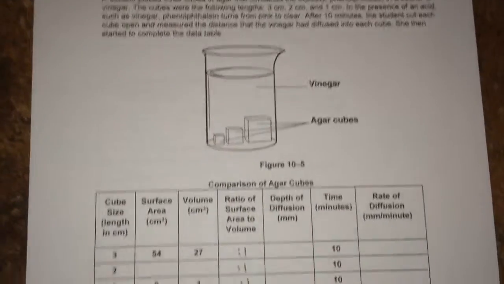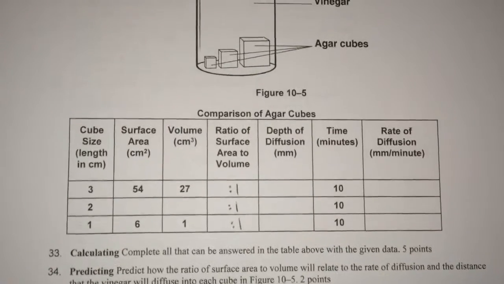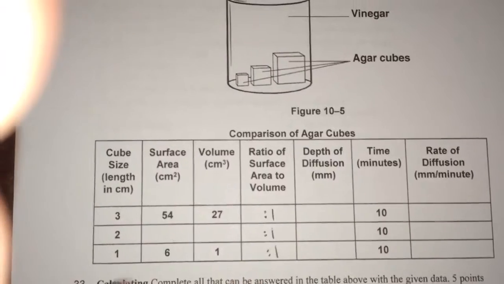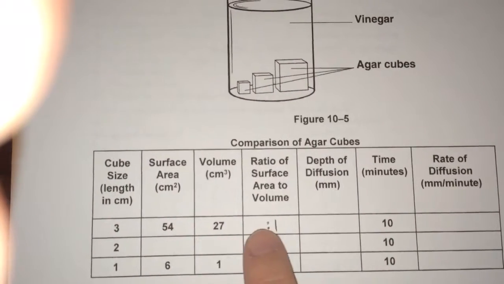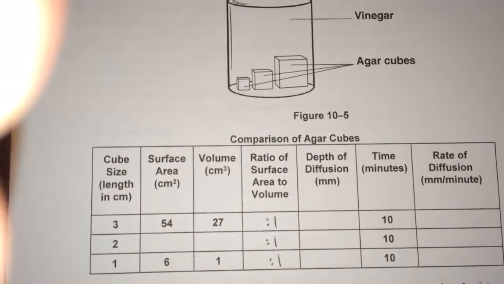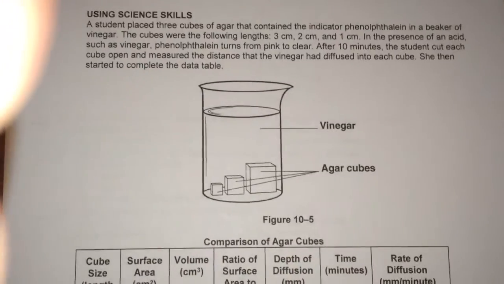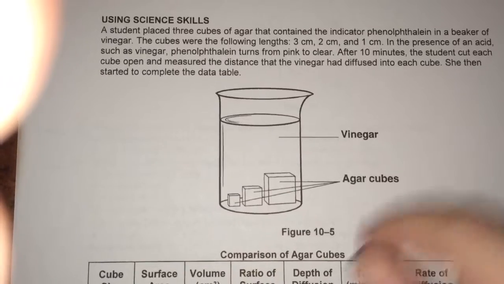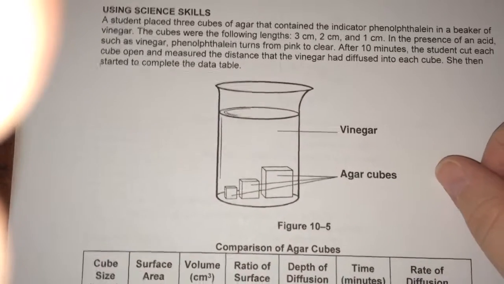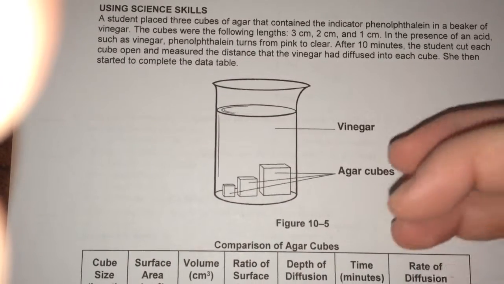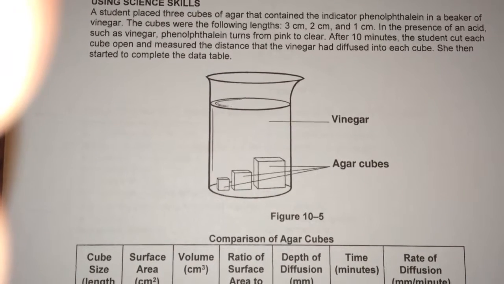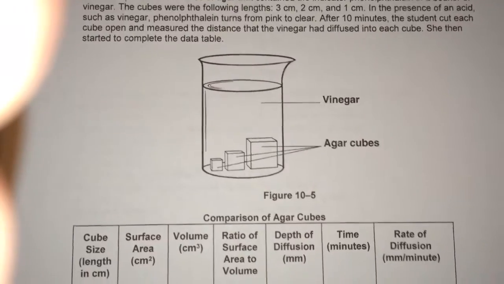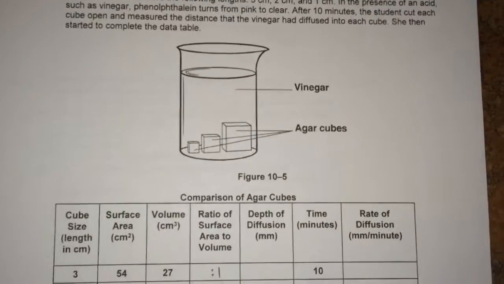All right, for number 33, we're going to fill in this table here. I already did part of it for you. You're going to fill in 1, 2, 3, 4, 5 squares. And we did a lab like this in class where there were pink cubes, different sizes, and you put them in vinegar and watched what happened. Eventually there was pink still in the middle of some of them, and some of them had lost all of the pink.